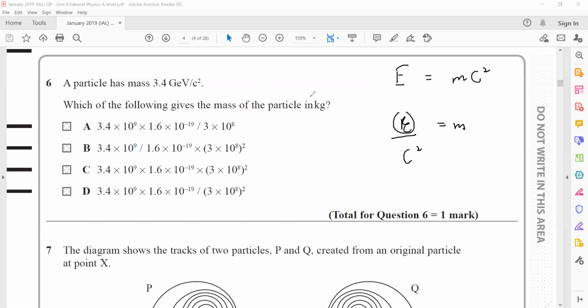E is the energy, but that energy should be in joules. The mass is equivalent to the energy released, that's 3.4 giga electron volt. So first we'll convert this into electron volt. That equals 3.4 times 10 to the power 9 electron volt. To convert electron volt into joule, we'll multiply by 1.6 times 10 to the power minus 19. So that will convert this energy into joule. And c is the speed of light, so we will divide by the speed of light squared. That's why D is the correct answer. Is it clear why D is the right answer for this question?